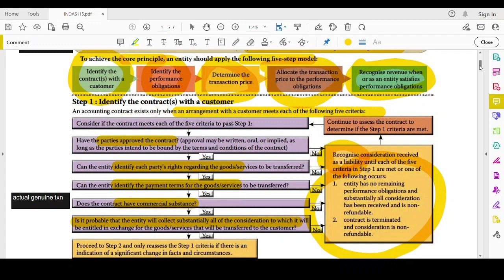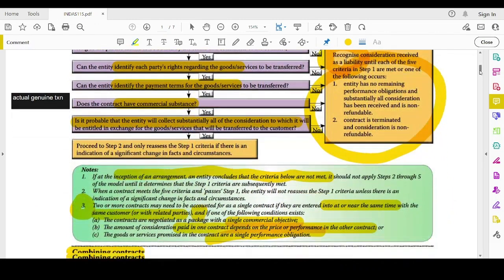If not, we have to keep this consideration which has been received as a liability until either the five conditions are satisfied or either of the other two conditions are satisfied. We have to continue reassessing step 1 until these are fulfilled. Once it is fulfilled, we need not reassess step 1. We can just move on to step 2.